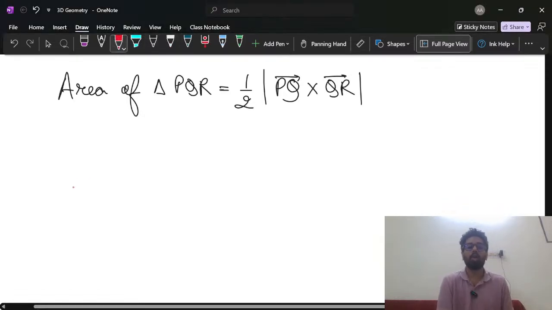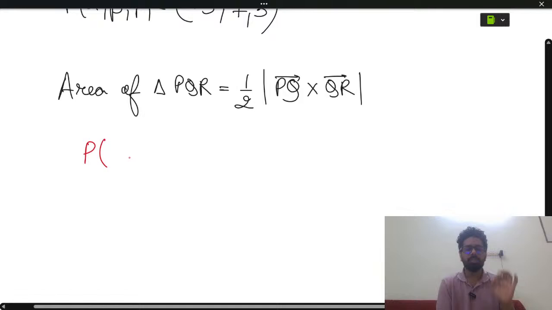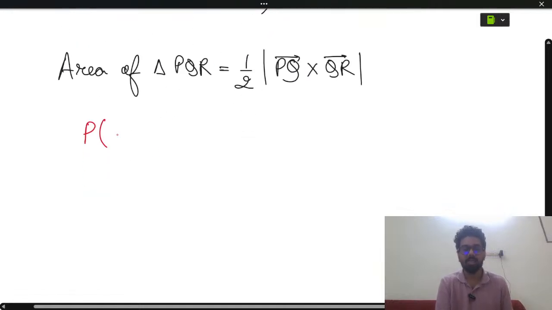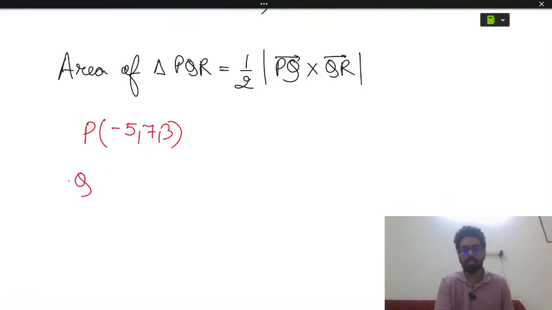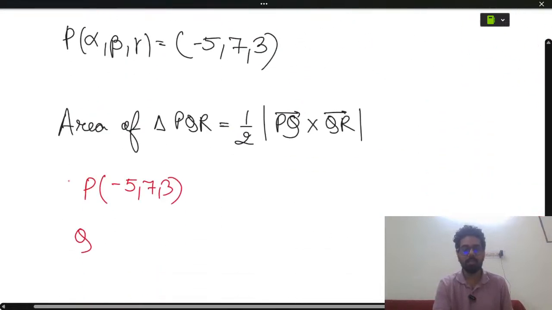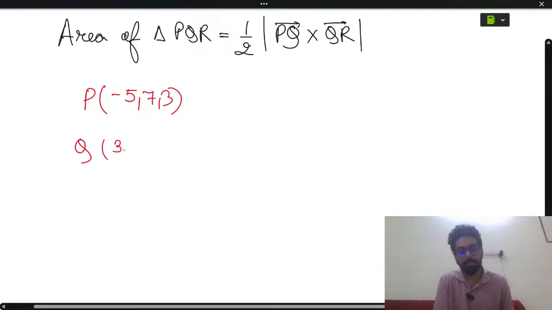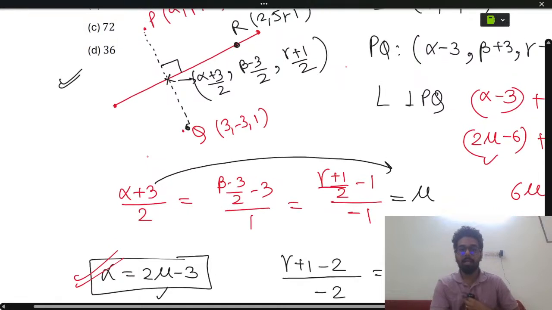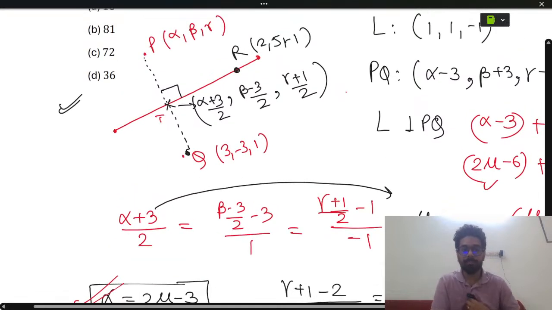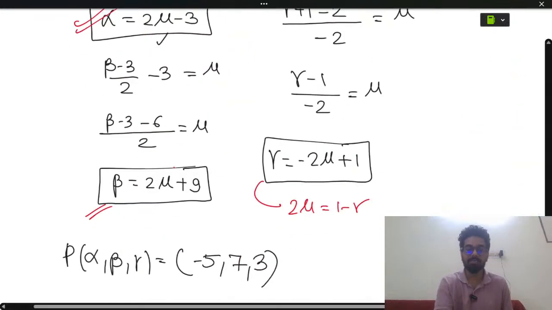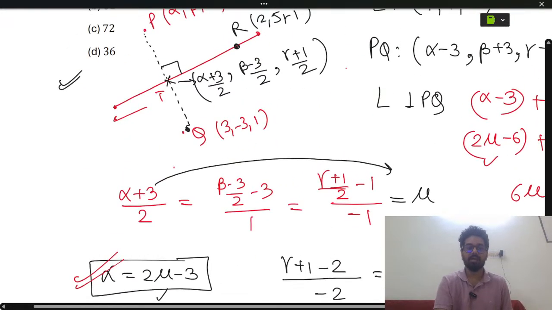But let's suppose I am not interested, so I will do it in the basic format. P is minus 5, 7, 3. Anyway, time will be the same. Q is 3, minus 3, 1. And let's call this point T. What is T then? Let's check. Alpha is minus 5, right? So minus 5 plus 3, or directly, we don't need it.